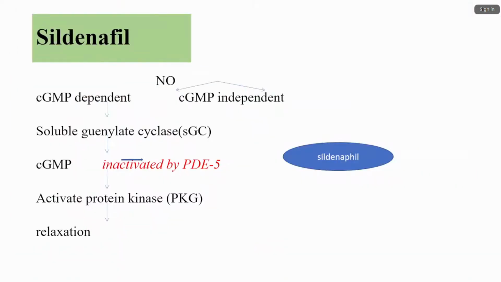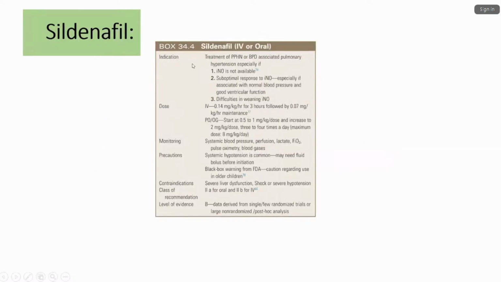Now the third drug is sildenafil. This acts by phosphodiesterase 5 inhibition, which increases the cyclic GMP level and causes vasodilatation. Indication is treatment of PPHN or BPD associated pulmonary hypertension, especially if INO is not available. Second is suboptimal response to INO, especially if associated with normal blood pressure and good ventricular function. Third is difficulty in weaning INO.